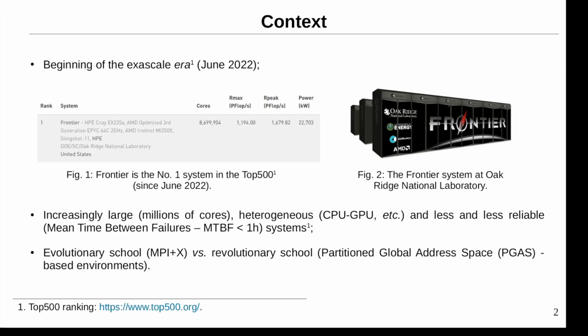In addition, we can note that modern systems are increasingly large, heterogeneous, and less reliable. Therefore, to tackle parallel programming on such systems, two schools of thought are opposed. The evolutionary school, which considers that traditional MPI plus X-based environments have to be adapted to exascale, versus the revolutionary school, which considers that new parallel languages based on PGAS have to be developed.